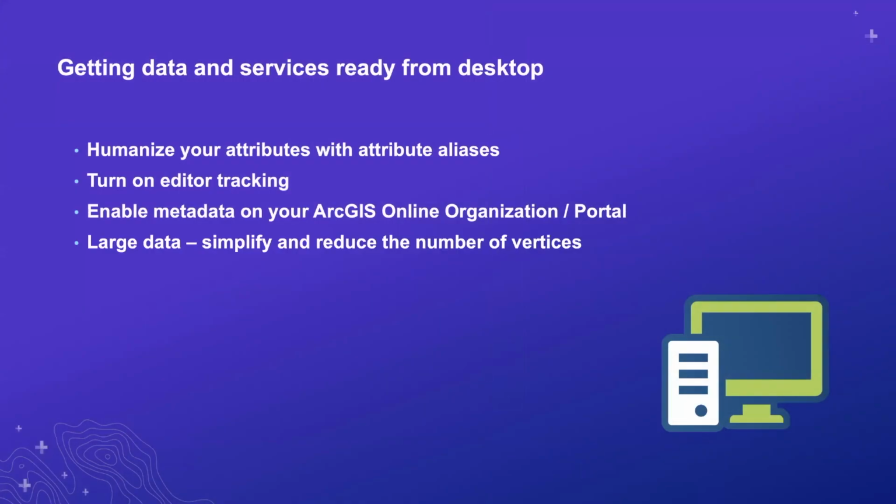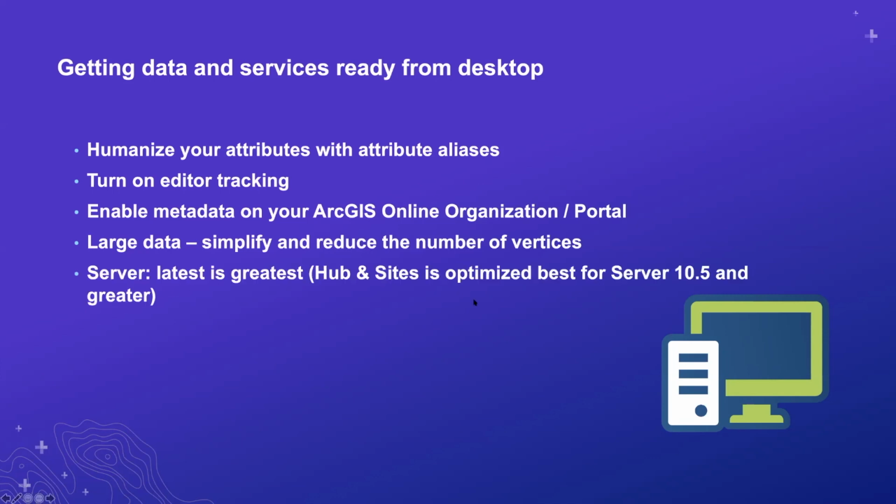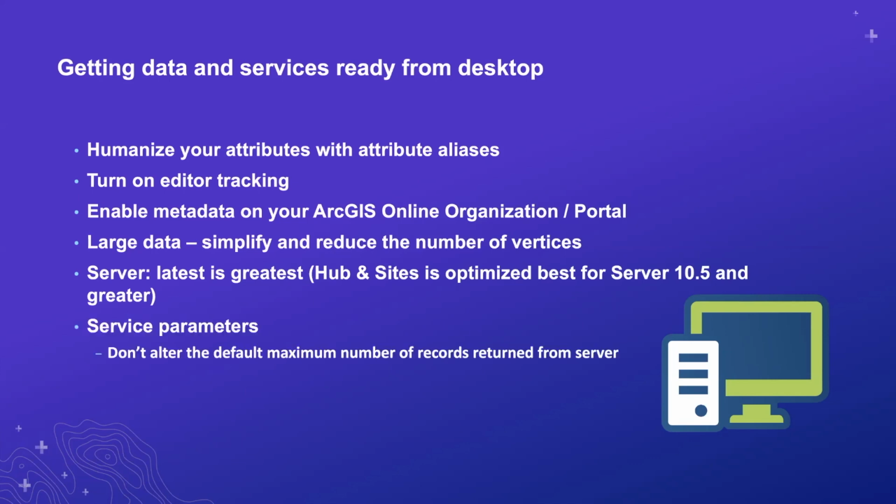So for large data, if you're going to try to host a lot of data here and you want people to download it, try to simplify and reduce the number of vertices, which is a good idea. For server, age-old thing that Esri people say, latest is greatest, but we are definitely optimized for 10.5 and greater. 10.5 was the version of server that added the stats function and the counting functions. So without that, a lot of features won't work. So if you can get beyond 10.5, obviously do that, but really going to be struggling if you're below that version. Don't alter the default maximum number of records returned from server. That can screw with our download system, so don't do that unless you have to. And if you do, definitely test out your downloads.